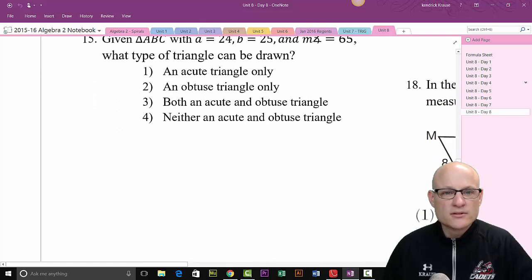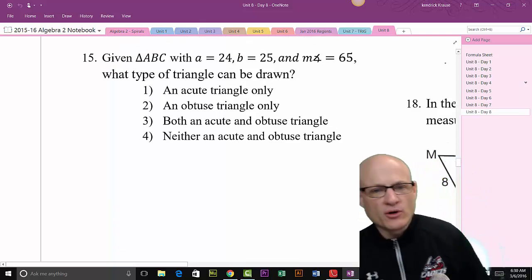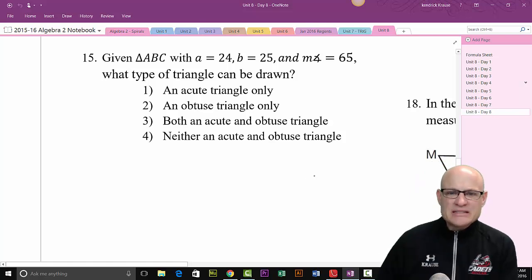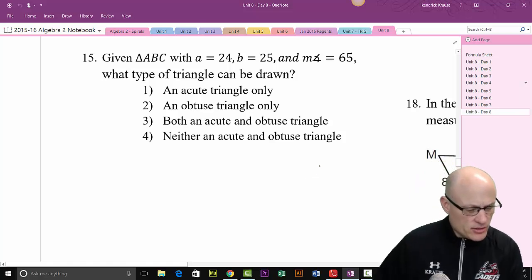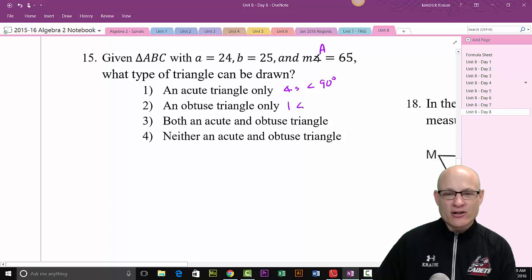So it says a is 24, b is 25, angle A, this should say angle A, sorry. Angle A is 65. What types of triangles can be drawn? So acute means all the angles are less than 90 degrees. Obtuse means one angle greater than 90 degrees. The answer could be one acute and one obtuse, and maybe neither.